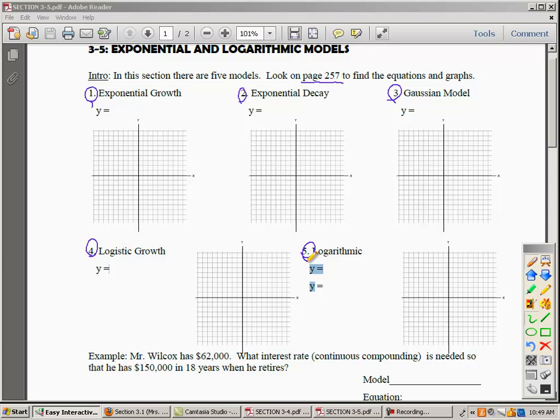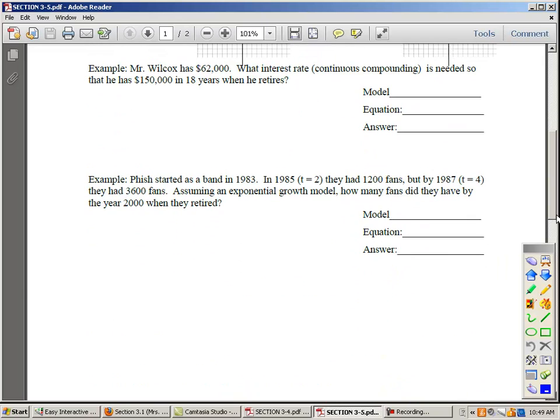The biggest thing though, this exponential growth equation is one that you will need to know overall as we're going through. The rest of them, if you need a formula, we'll give it to you. Okay? So let me slide this down. I'm going to start with the actual examples.